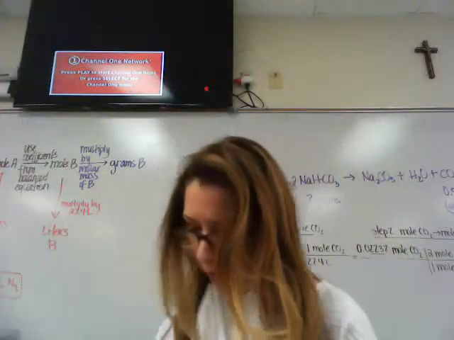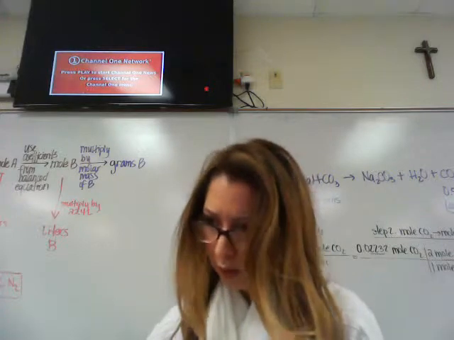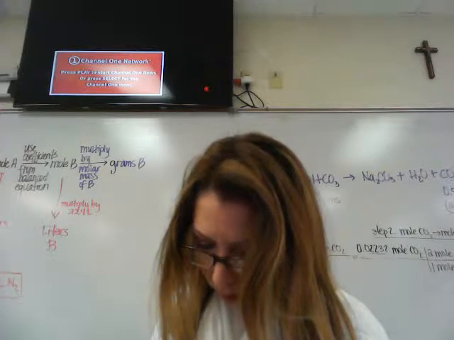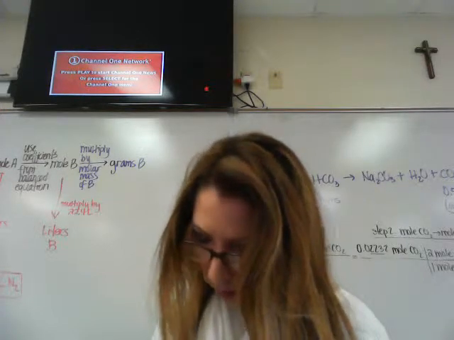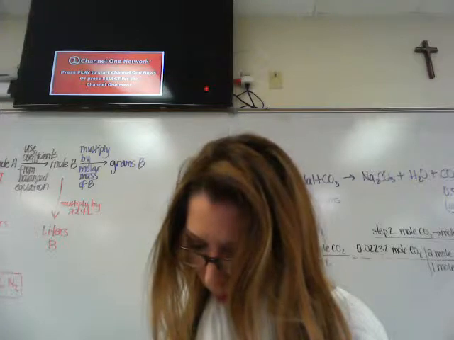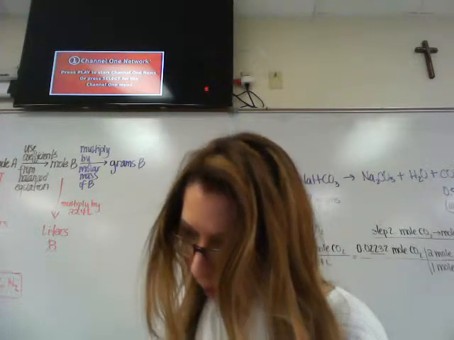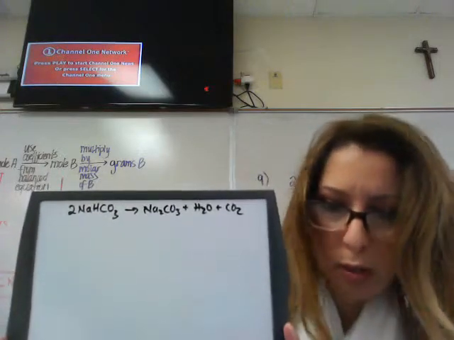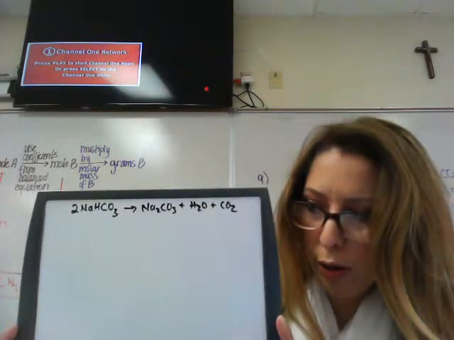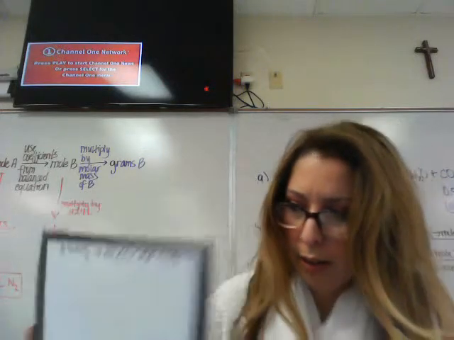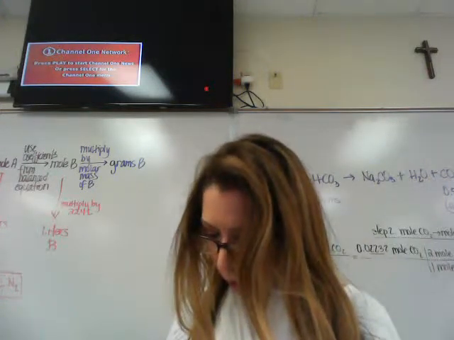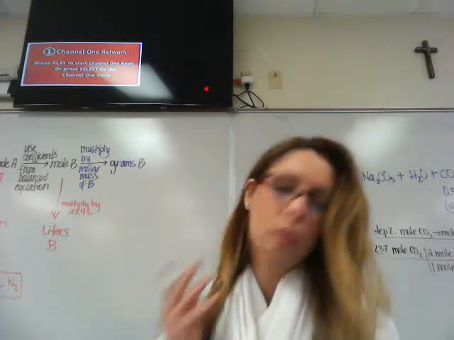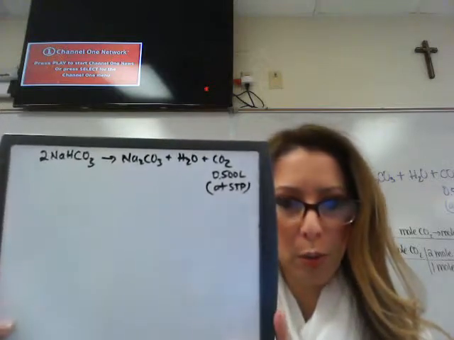Okay, now, in the second example, you've got a sample of sodium bicarbonate, NaHCO3, that produces 0.5 liters of carbon dioxide gas at STP. So you're going to put 0.5 liters underneath CO2, and I'm going to make a note that's at STP, which means I can use 22.4 liters per mole.